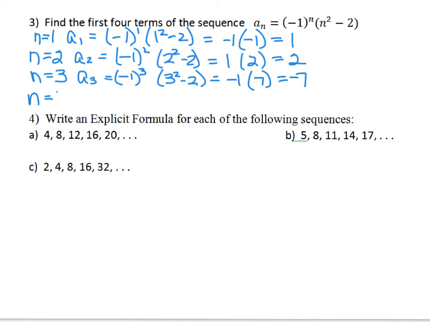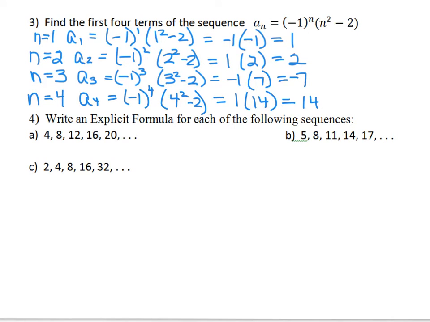For the fourth term, when n is equal to 4, we've got a4 is equal to -1 to the fourth, multiplied by 4 squared minus 2. -1 to any even power is going to give me a +1. 4 squared minus 2, that's 14. So 1 times 14 is 14. So I've got the first 4 terms of the sequence: 1, 2, -7, and 14.